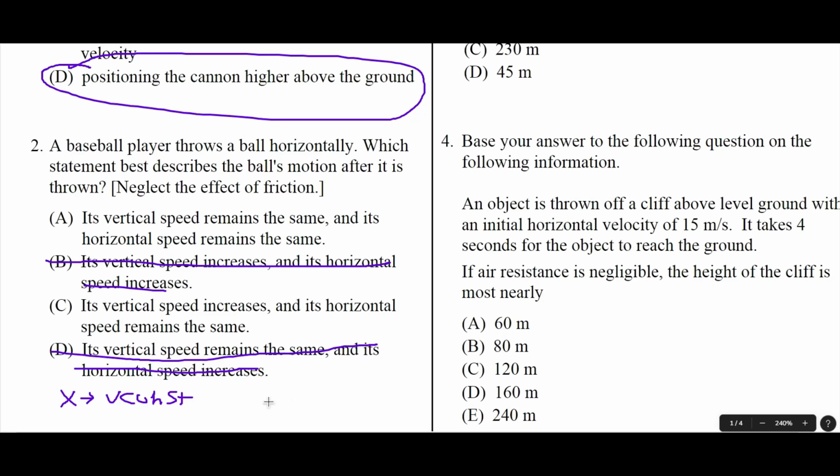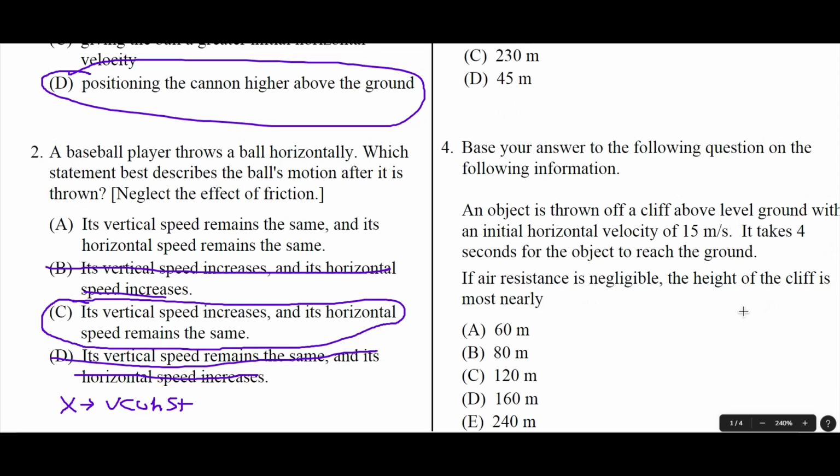Now what happens with the vertical speed? Well, it starts off 0, but because there's a vertical acceleration, it's going to end up falling down and increasing in speed. So the answer would be C. The vertical speed increases because of the downward acceleration, and the horizontal speed remains the same because there is no acceleration in the x direction.